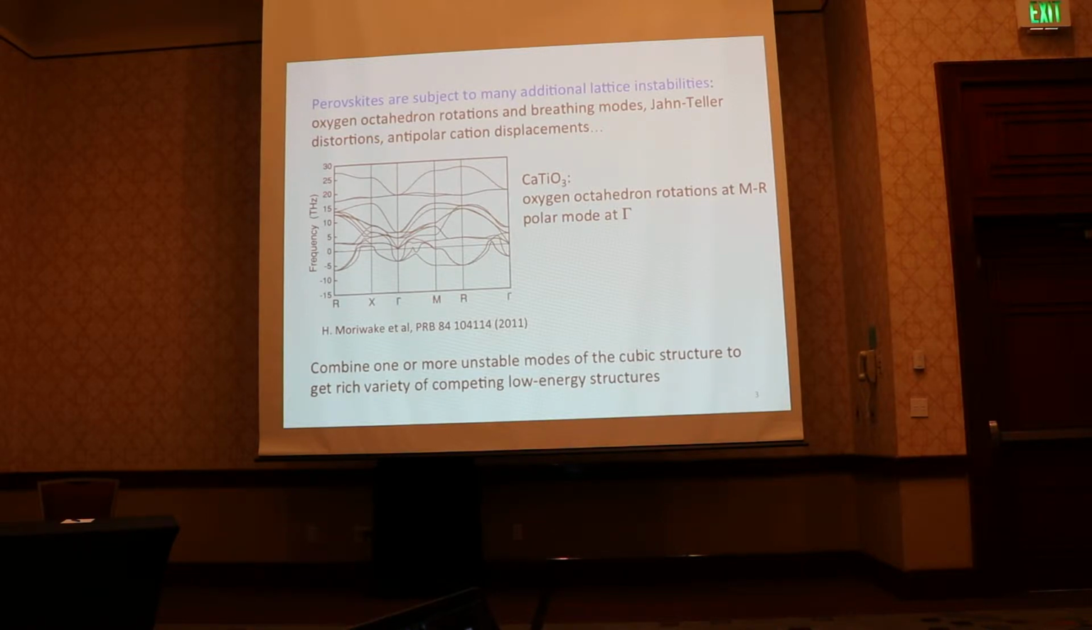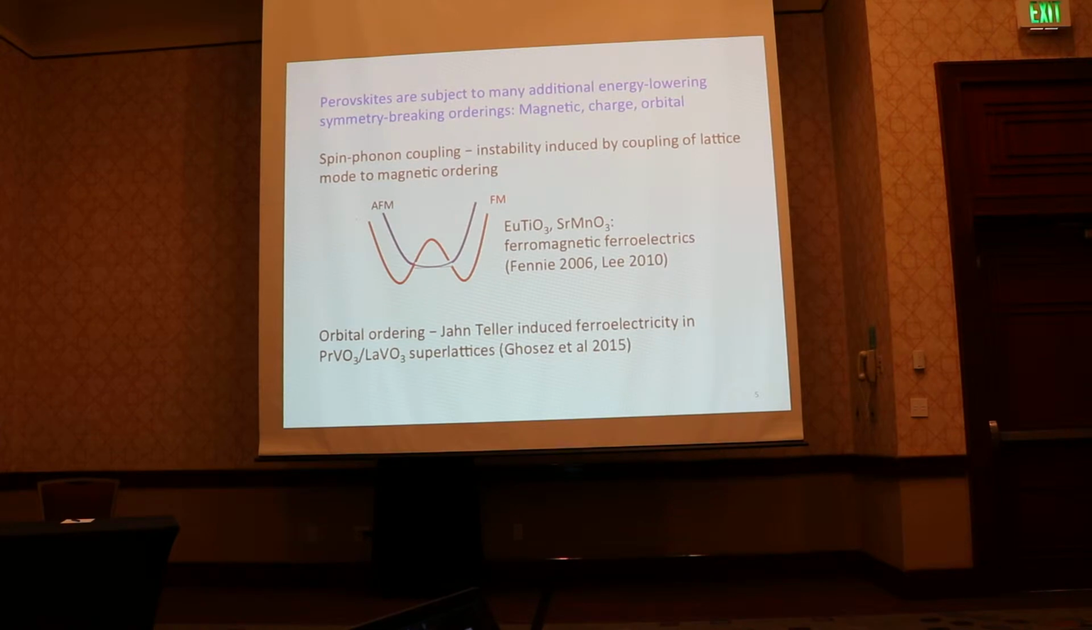This is just an example where we look at calcium titanate, which has the polar instability at gamma, but also oxygen octahedron rotation instabilities at M and R. Here I'm pulling one from the literature. To get the low energy structures, you combine one or more of these unstable modes, freeze them in, and see what you get. So in calcium titanate, you could get nonpolar Pbnm from the rotations, or polar R3c from a combination of rotations and the polar mode.